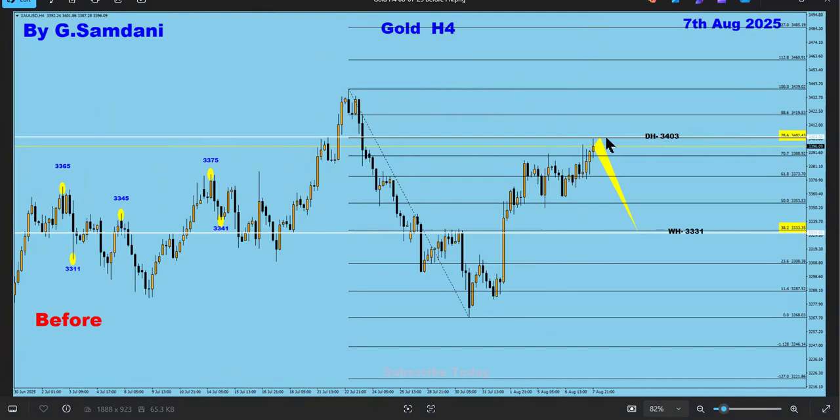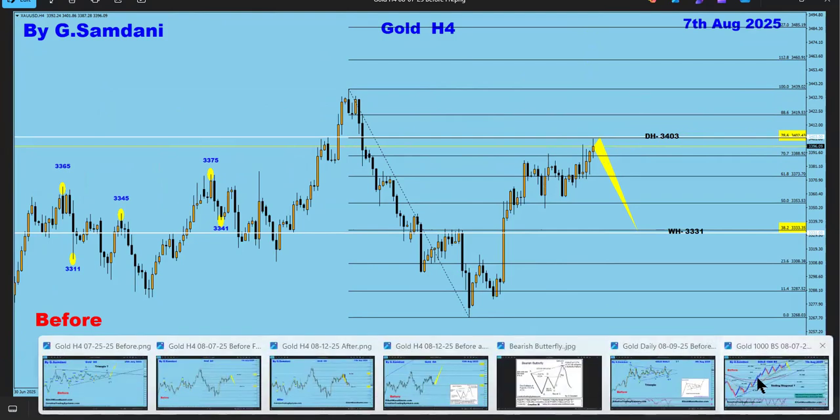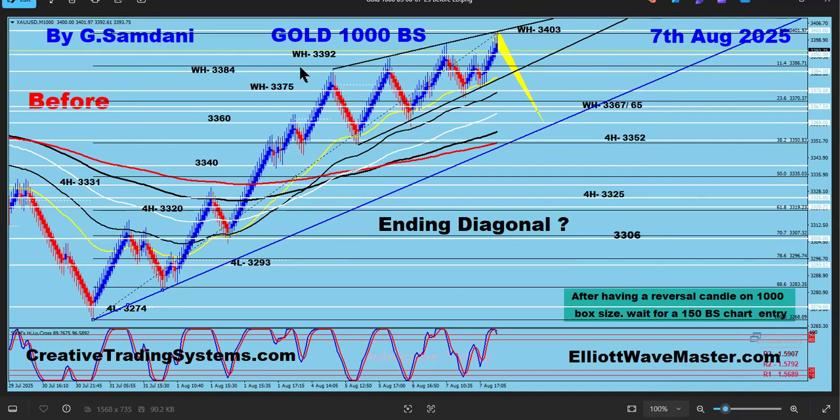Now, see this drama here, dragging to the upside kind of range, right? So basically, on my 1,000 box size chart it was like an ending diagonal. That's what I thought. Maybe it's an ending diagonal, and after that, price usually drops, right? And that's exactly what happened.